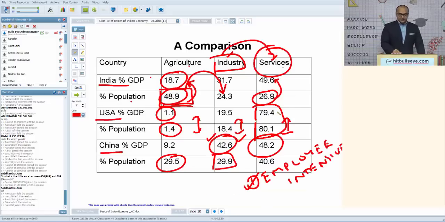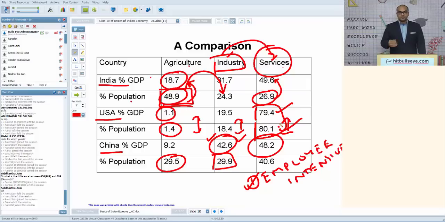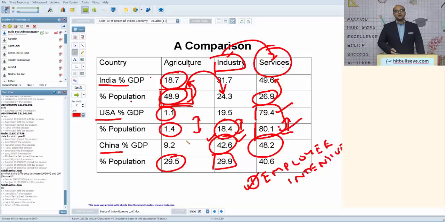As far as the services sector is concerned, a huge proportion of its population, that is 80%, is engaged in services, and very less, that is 18.4%, is engaged in the manufacturing sector. So most of what USA is importing is manufactured goods like automobiles, etc.